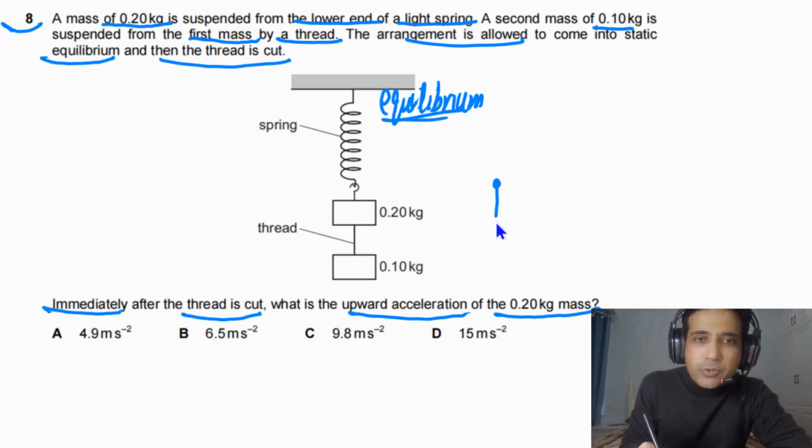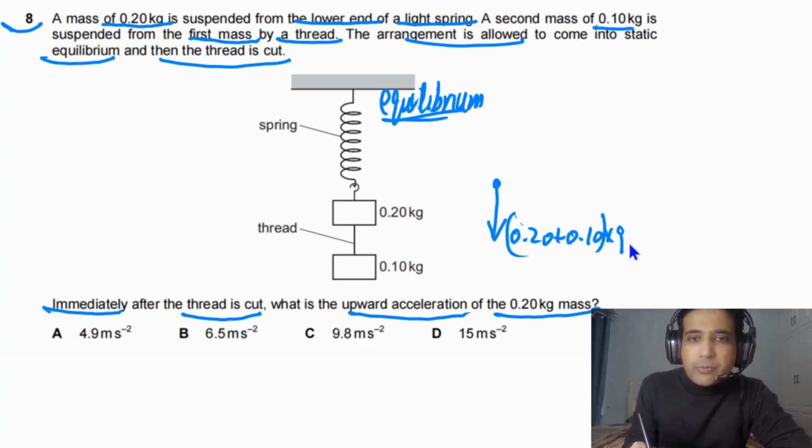If we draw the free body diagram, in this case, the force acting downwards will be equal to the weight of these two masses, and that is (0.20 plus 0.10) times 9.81, and this has to be equal to the spring force. So we can draw the spring force acting vertically upwards.